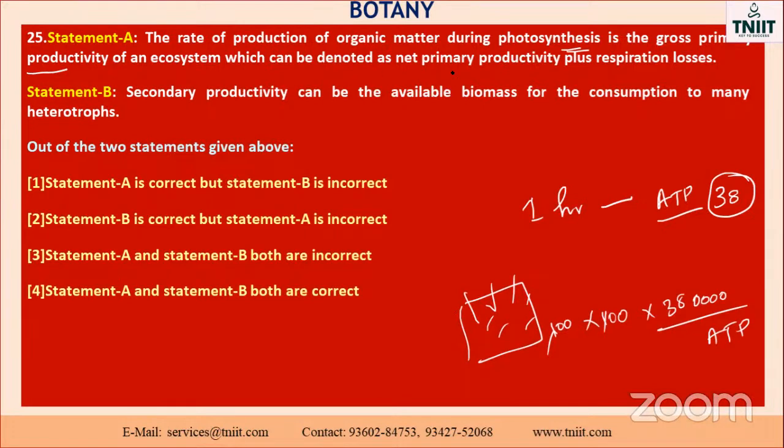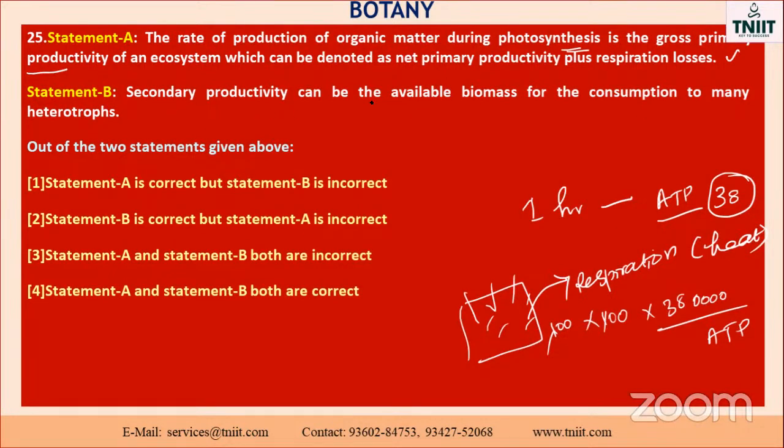Which can be denoted as net primary productivity plus respiration. During the productivity, what happened? The energy is also released in the form of respiration. Respiration, the heat energy is also released, isn't it, my dear? Heat energy is also released. So the answer is what? This is also a correct one.